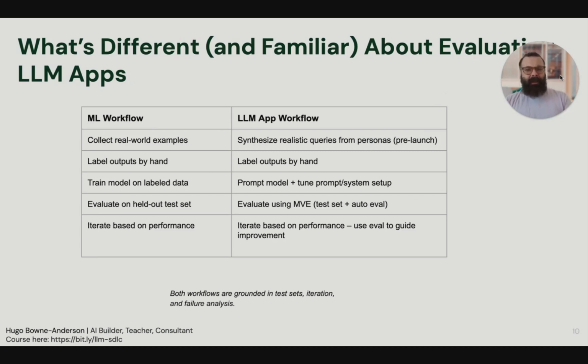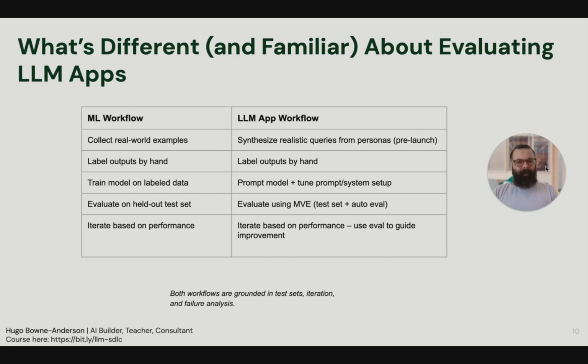So then what's different and what's familiar about evaluating LLM apps? In a machine learning workflow, you collect real world examples. In an LLM app workflow, you can start by synthesizing realistic queries from personas pre-launch, okay? But then you do get real world samples as you move on, and you can actually get users to label them, as we'll see. You label outputs by hand in the ML workflow. In the LLM powered workflow, you label outputs by hand as well. Then you train the model on labeled data in the ML workflow.